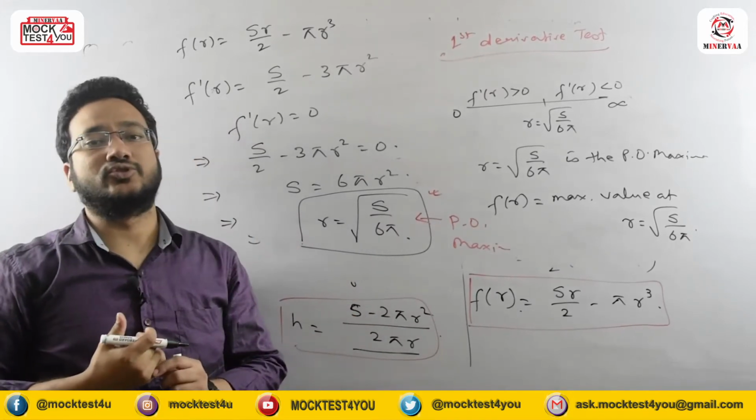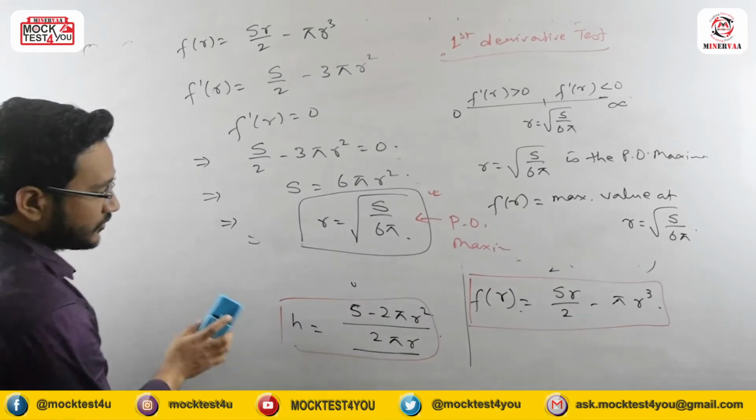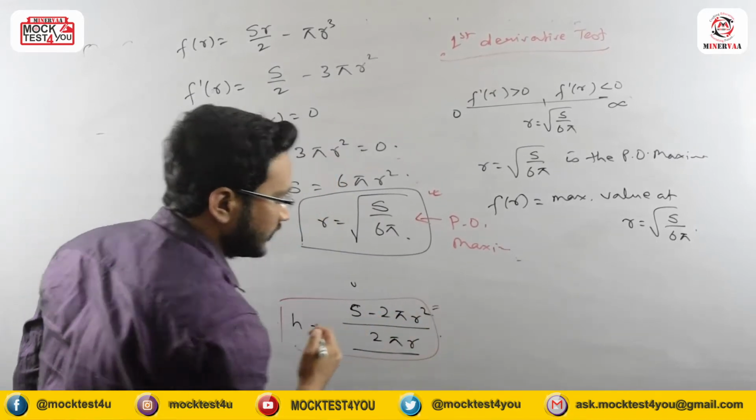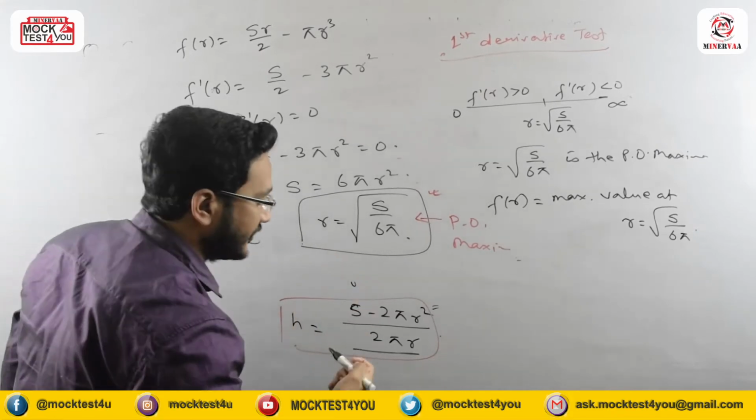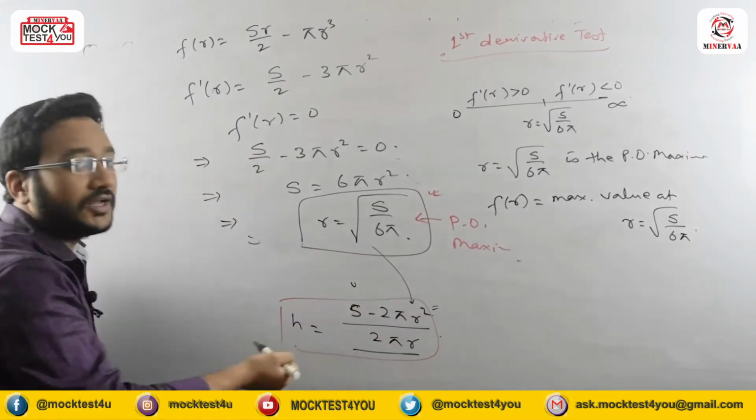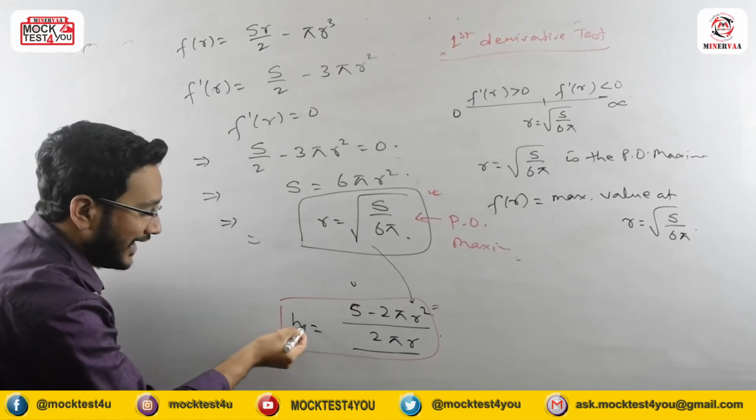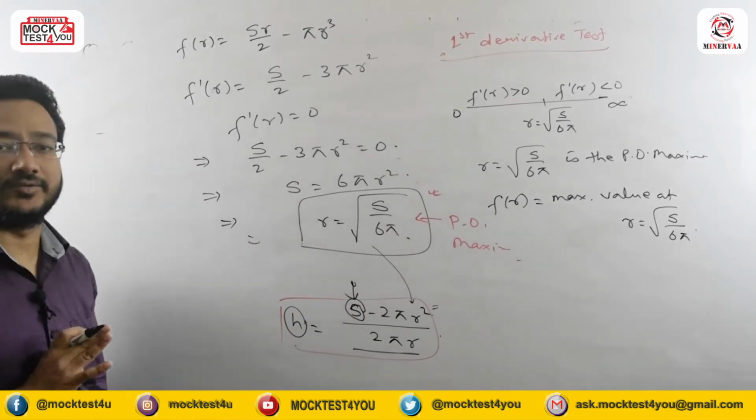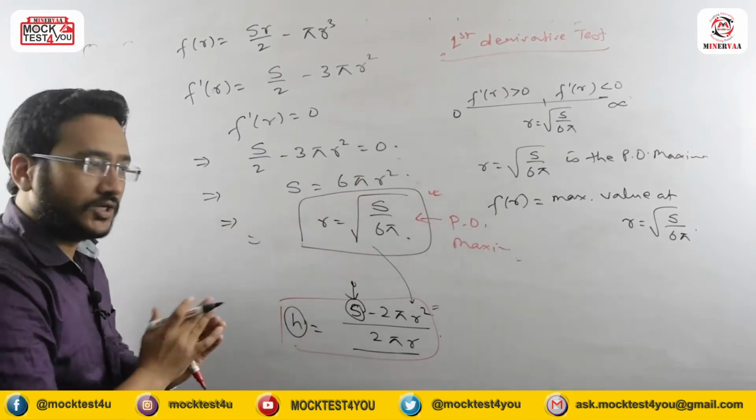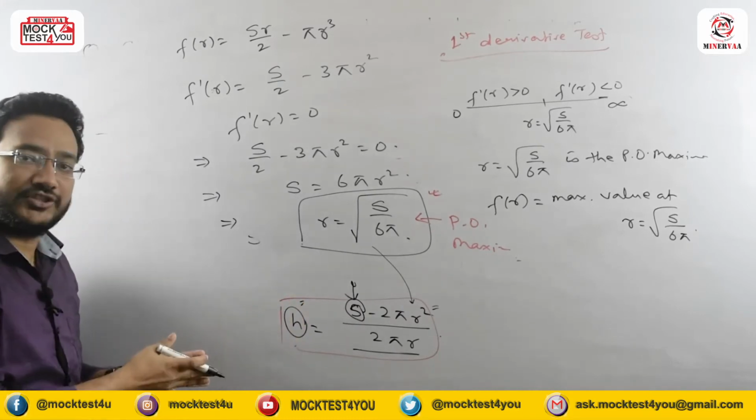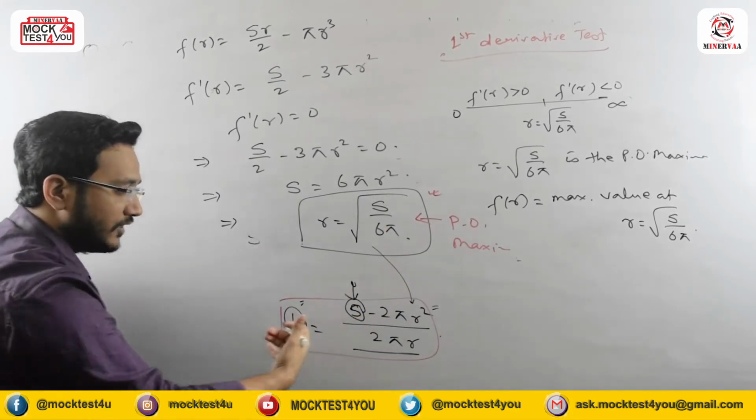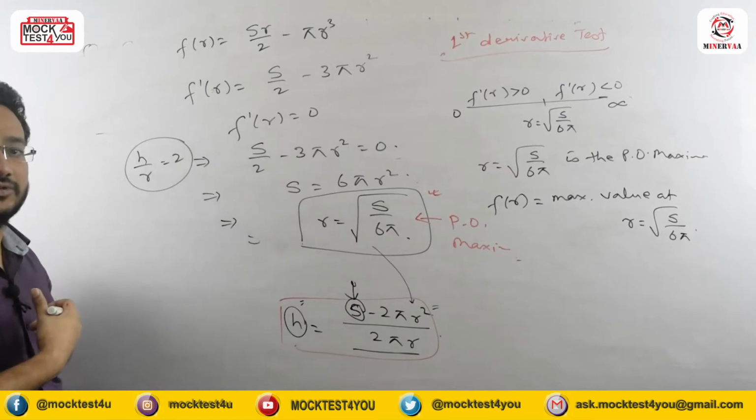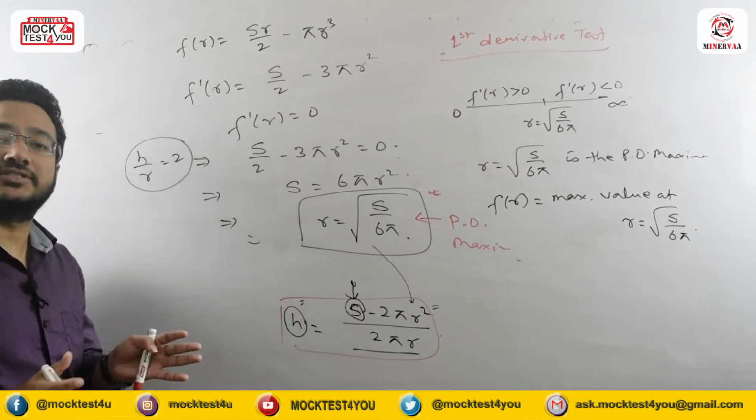Now we have to prove h is equal to 2r. How are we going to prove it? Let's see. So here, h is equal to s minus 2 pi r square divided by 2 pi r. The second trick I am using now is this: instead of putting the value of r here and getting the value of h, we put the value of s directly and you will get the answer directly. Most students do what? The r value we got, after putting the value of r, they get the value of h in terms of s. Then they do h by r and it comes equal to 2. That will be a long process and it will consume time also.